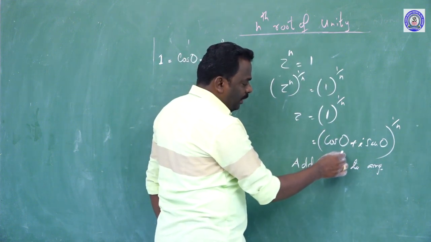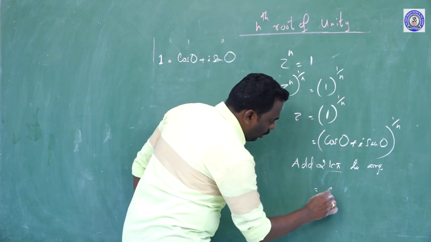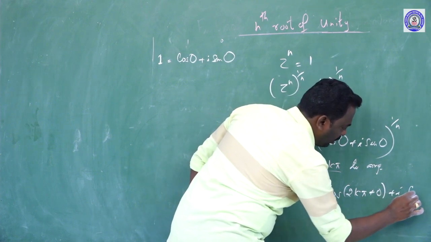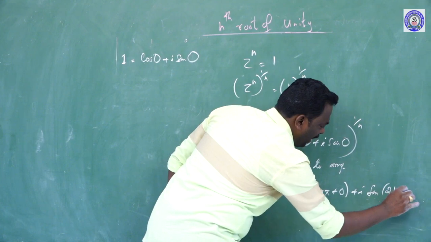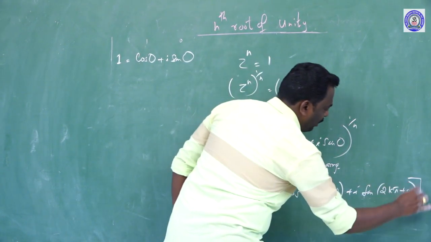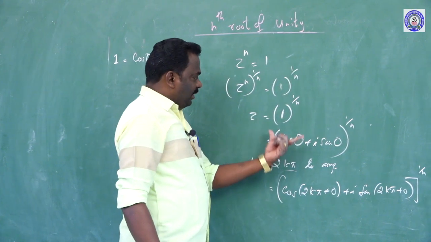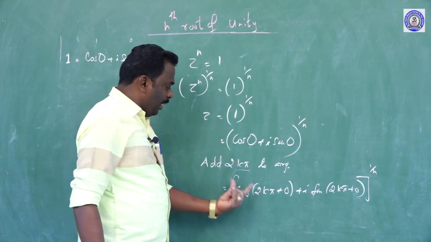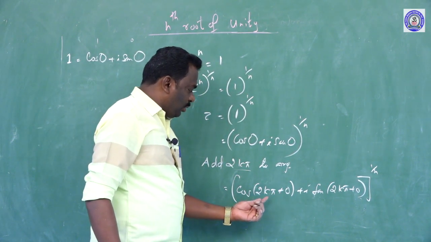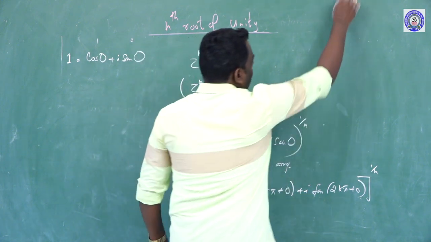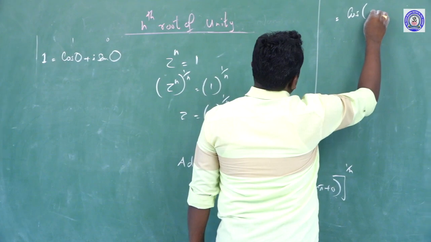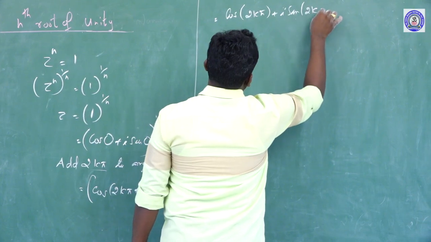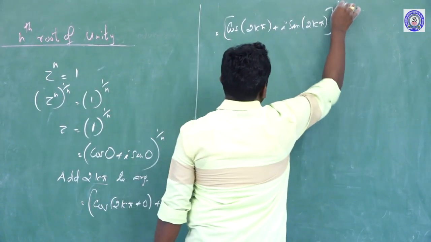So, adding 2k pi to 0, that is equal to cos of (2k pi plus 0) plus I sin of (2k pi plus 0), whole power 1 by n remaining. The first step is writing the given number in polar form, the second step is adding 2k pi to the argument. Now, just simplify: 2k pi plus 0 is 2k pi only. Therefore, that is equal to cos of 2k pi plus I sin of 2k pi, and whole power 1 by n.